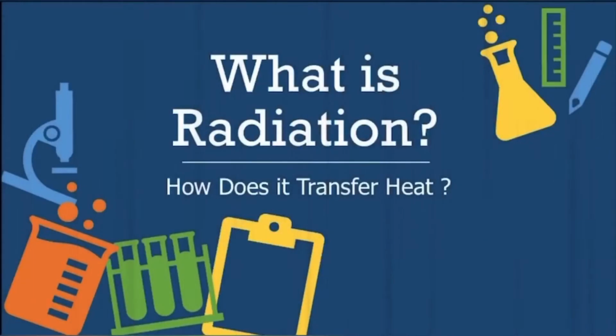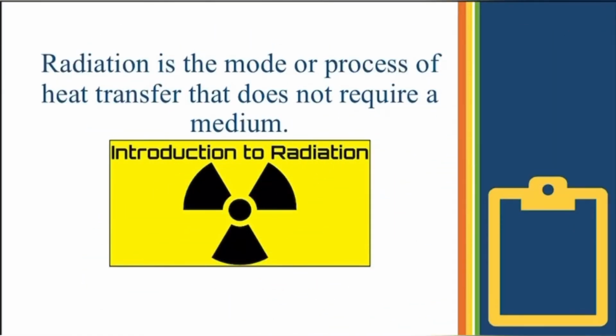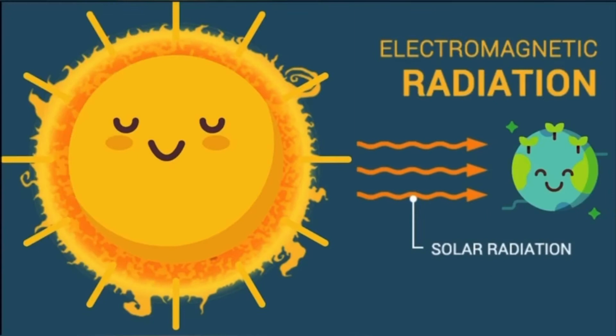Radiation. First of all, what is radiation and how does it transfer heat? Radiation is the mode or process of heat transfer that does not require a medium. Heat transfer processes of conduction and convection need particles to transfer heat. Radiation, on the other hand, transfers heat through electromagnetic waves that require no medium.